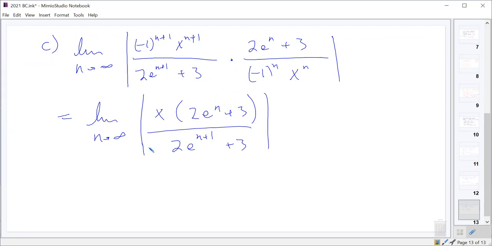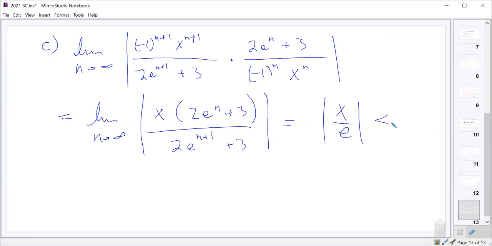And what does that give us here? As n goes towards infinity, the x is just x, right? And what do I need to do with the 2e to the n plus 3 over the 2e to the n plus 1 plus 3? That should just become an e in the denominator, right? This just becomes the absolute value of x over e. Everybody good with that? Yeah, right. Effectively, as we go towards infinity, the 3's are insignificant. The 2's cancel out. It's e to the n over e to the n plus 1, which is just e in the denominator.